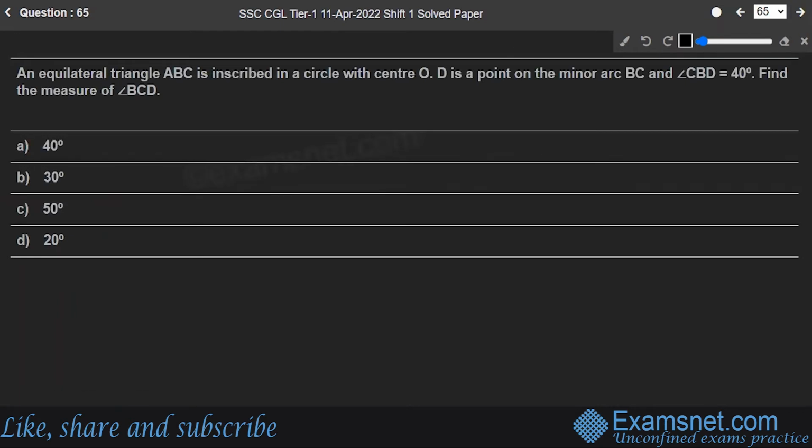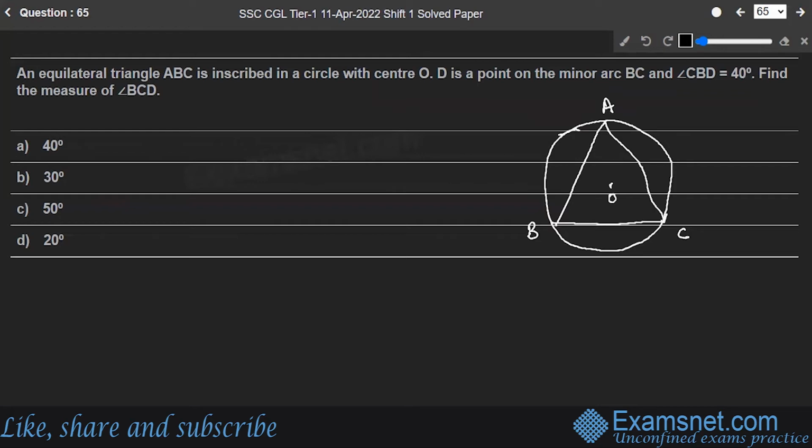An equilateral triangle ABC is inscribed in a circle with center O. So first of all, let's make a circle. Right, here's a circle, and this is an equilateral triangle ABC. My lines are not straight, but still ABC is an equilateral triangle, and this is inscribed in a circle with center O. So here is the center O.